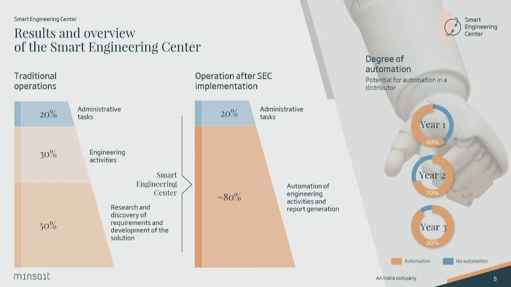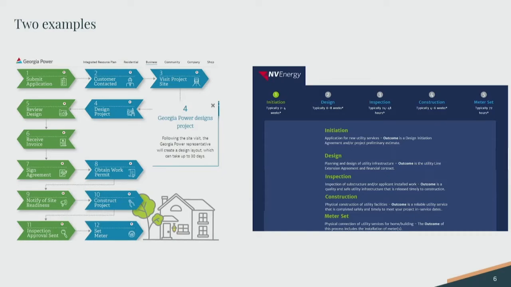An example of what is happening today in the US, I just took two customers, nothing personal. This is on the webpage. In the case of Georgia Power, we are basically looking at this phase here, within a typical process. We are basically trying to automate this. So Georgia Power declared around 30 days of work to get a design project. In the case of MB Energy, the initiation is basically 2 to 4 weeks. The design is basically between 6 and 8 weeks. Again, we are trying to automate this part here.